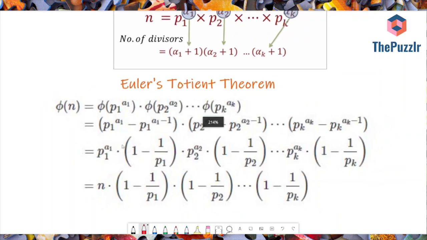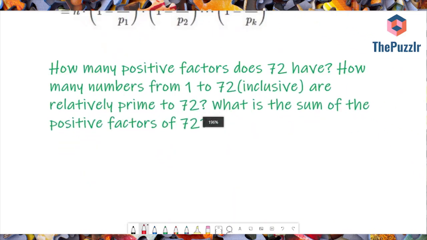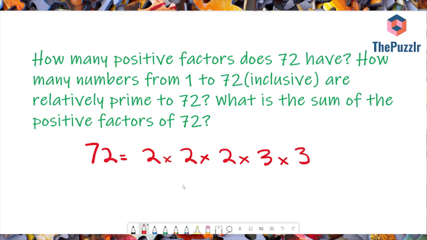These formulas are all fine and all, but let's look at an actual example. How many positive factors does the number 72 have? Well, the first thing you have to do for questions like this is take the prime factorization of 72. 72 is equal to 2 times 36, so another 2. Then we're left with 18, so another 2. Then we're left with 9, which is 3 times 3. Double checking our work, we have 2 times 2 times 2, which is 8, times 3 times 3, which is 9. So 8 times 9 does give us 72. So this is equal to 2 cubed times 3 squared.